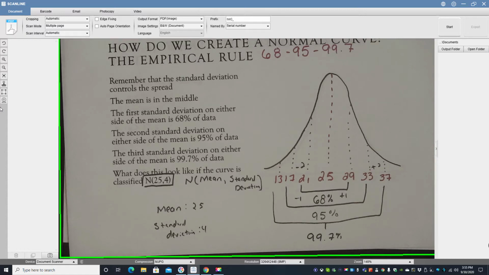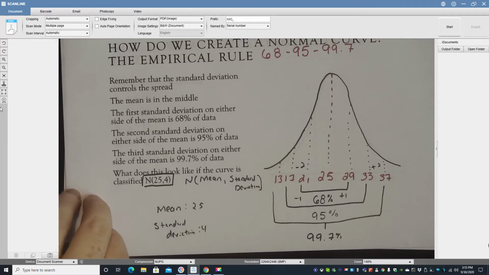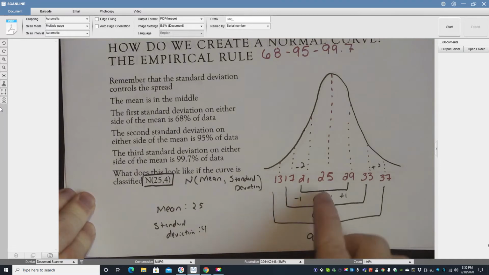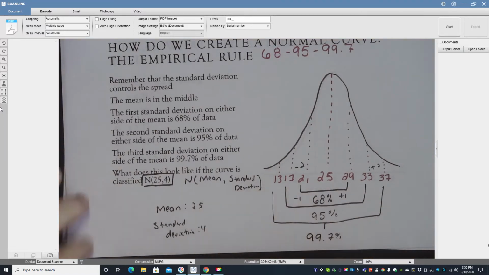And so that's how a normal curve is set up. That's kind of the basics. This is how I create a normal curve. Now, suppose I wanted to figure out the percentage of data between, say, 17 and 25 or 13 and 29. Well, that's not so apparent because of there being just these particular intervals. So what we need to do is break this down a little bit more to help us out.